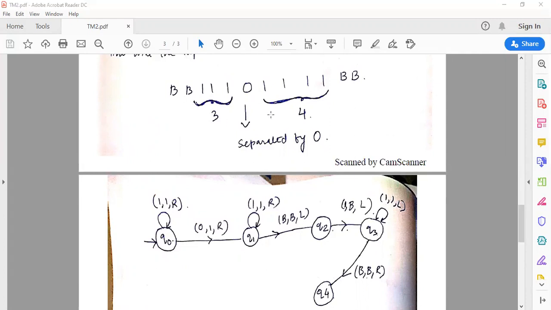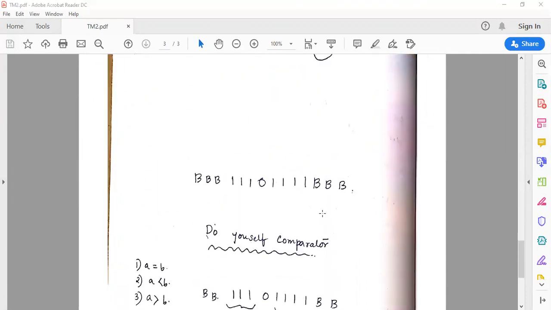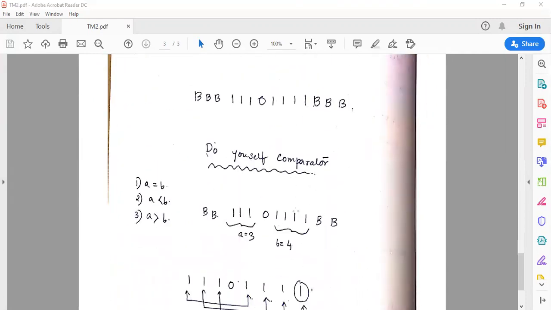Next, we will see a similar kind of problem. There is a comparator. You all are quite familiar with a comparator circuit, I guess. You all have done it in digital logic in your third sem. A comparator circuit actually gives us three outputs. Either the two numbers that we're comparing are equal to each other, or the first number is smaller than the second number, or the first number is larger than the second number, right? So these three kinds of possibilities can be there.